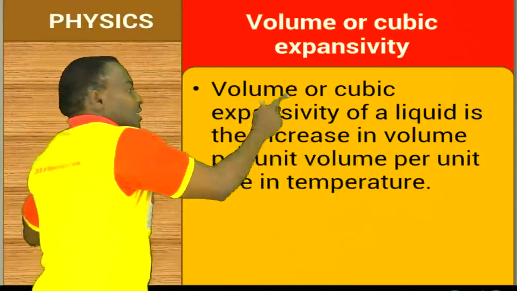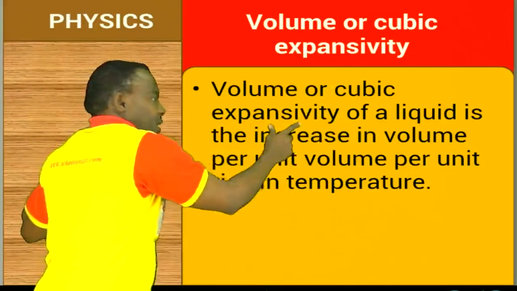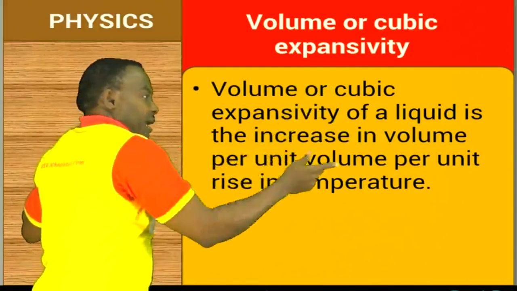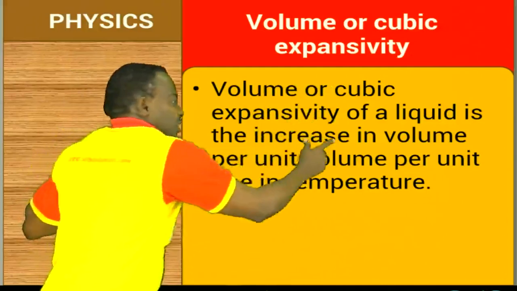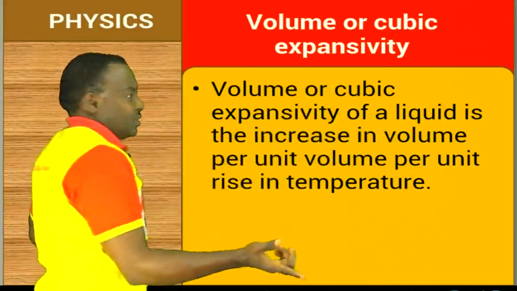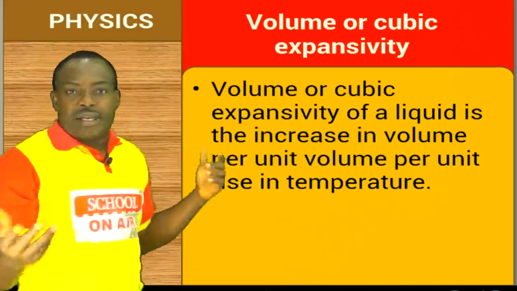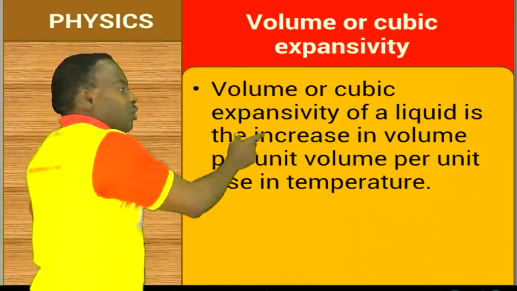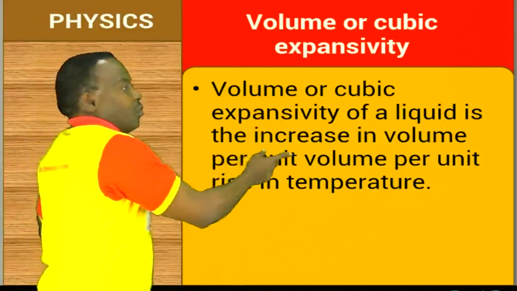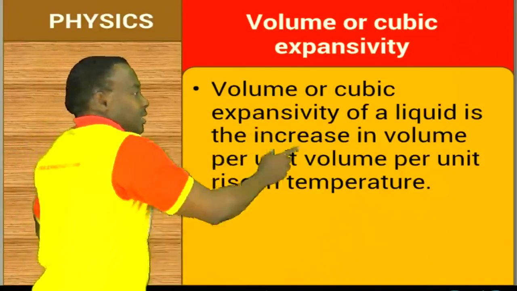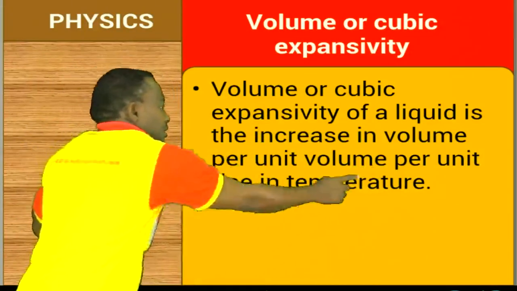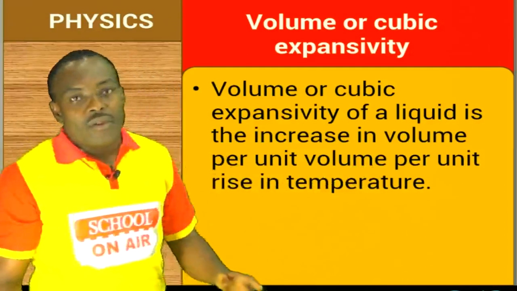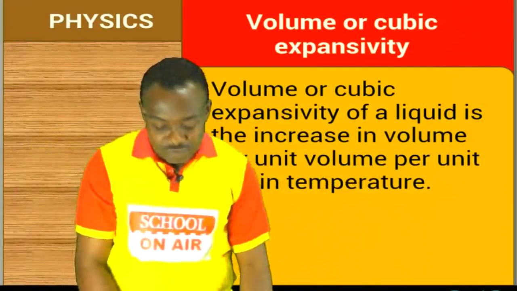Under linear, it is the increase in length. Under area expansivity, it is the increase in area. Under volume expansivity, it is the increase in volume. That's just the difference. And you know the difference between length, area, and volume. In the case of volume expansivity, you need to consider the length, the breadth, and the height. You understand? So, increase in volume per unit rise in temperature. That is the definition of volume or cubic expansivity.